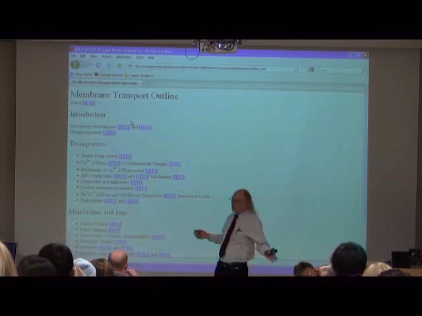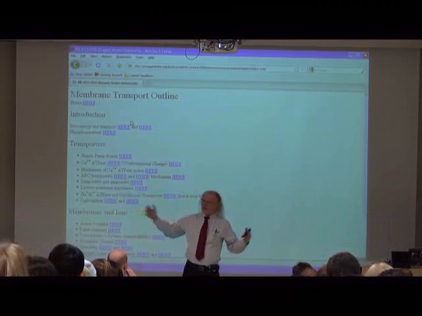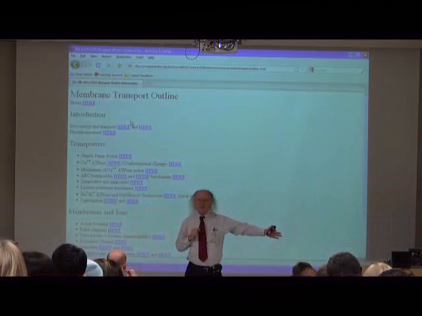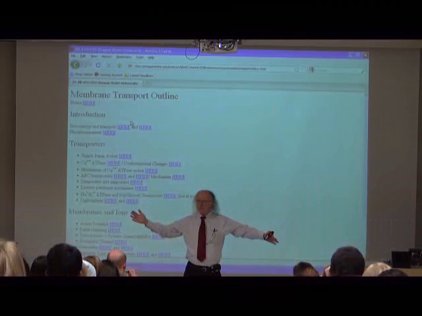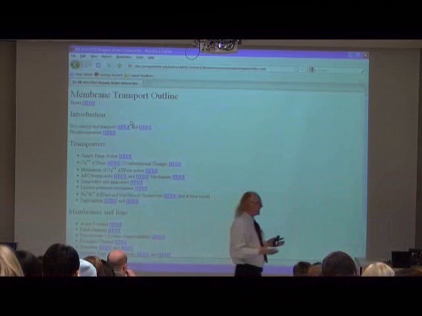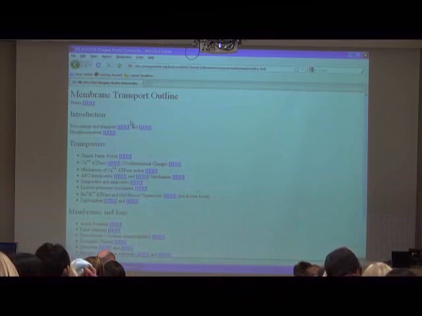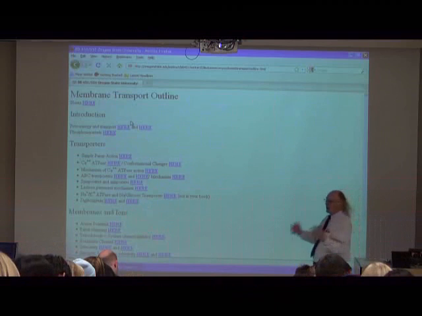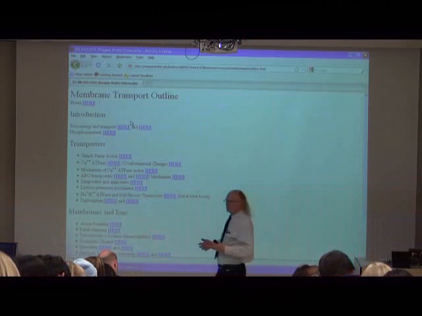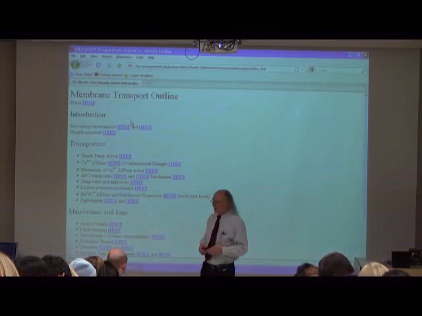The guard at the gate lets the glucose in, and the glucose follows the concentration gradient. So if there's more outside than inside, glucose comes in. If there's more inside than outside, glucose goes out. Okay? Make sense? Now, passive mechanisms will not, underline not, move something against a concentration gradient. They will not move something from low to high.